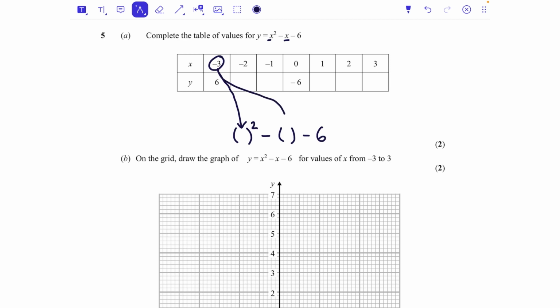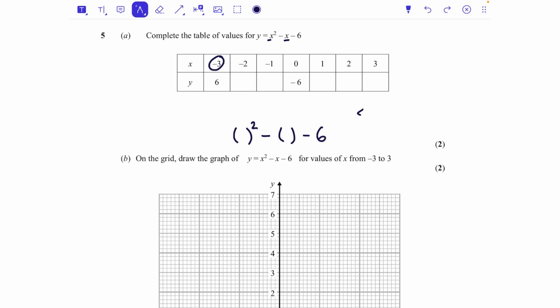So -3 would go in here, and -3 would go in here. And the reason I'm putting it in brackets is because then your calculator knows you've got a negative number and you're squaring it. If you did -3 squared in your calculator without brackets, it's going to tell you that that's -9, because it's doing 3 squared and then making it minus rather than squaring -3. So trust me on that one, put it in brackets. Okay, so doing that with -3 gives us an answer of 6, so we know we've typed it in correctly.